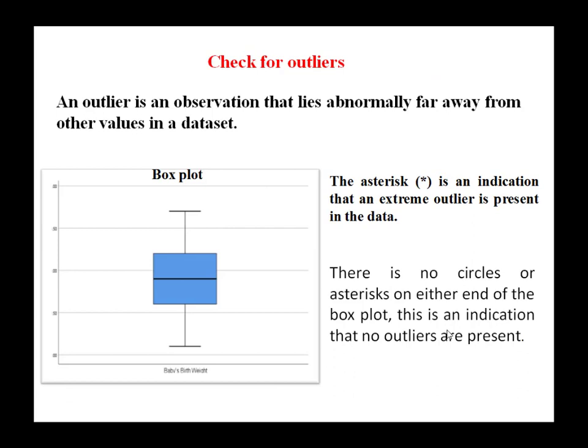Next, we have to test for outliers. An outlier is an observation that lies abnormally far away from the other values in a data set. In our data set, all the data lie in this area, that means in this box plot. In any situation, if we see any star or asterisk mark outside this plot, that data point is an outlier. There are no circles or asterisks on either end of the box plot. This is an indication that no outliers are present in the data.